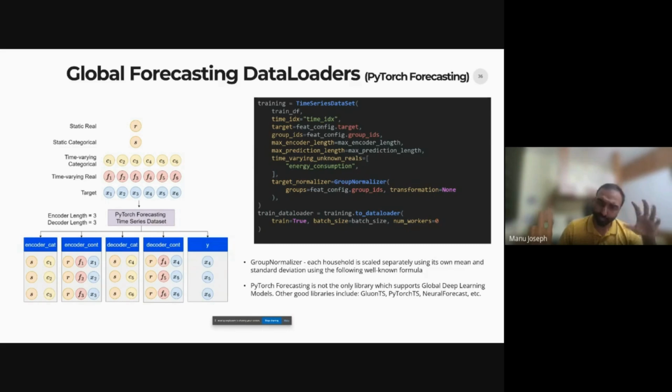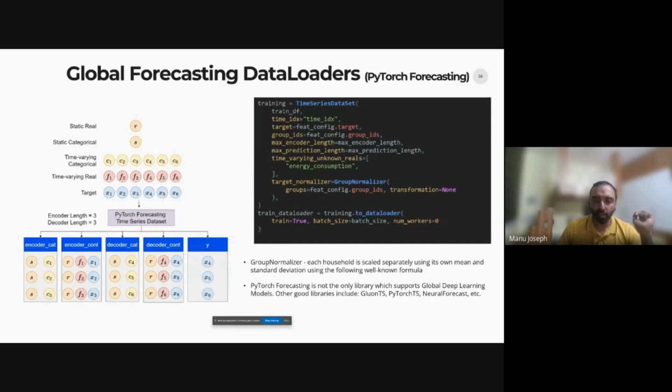Once you do that, the rest of the whole thing, this package handles. It gives you the encoder part and the decoder part separately. So the encoder is your history, and the decoder is the horizon that you were trying to forecast. And it also separates your categorical and continuous variables, because the way you handle categorical variables is slightly different than continuous. Because at the end of the day, all of deep learning boils down to matrix multiplications, and you can't do matrix multiplications with strings. So you need to convert that into a numeric form. I'll talk about it in a bit.